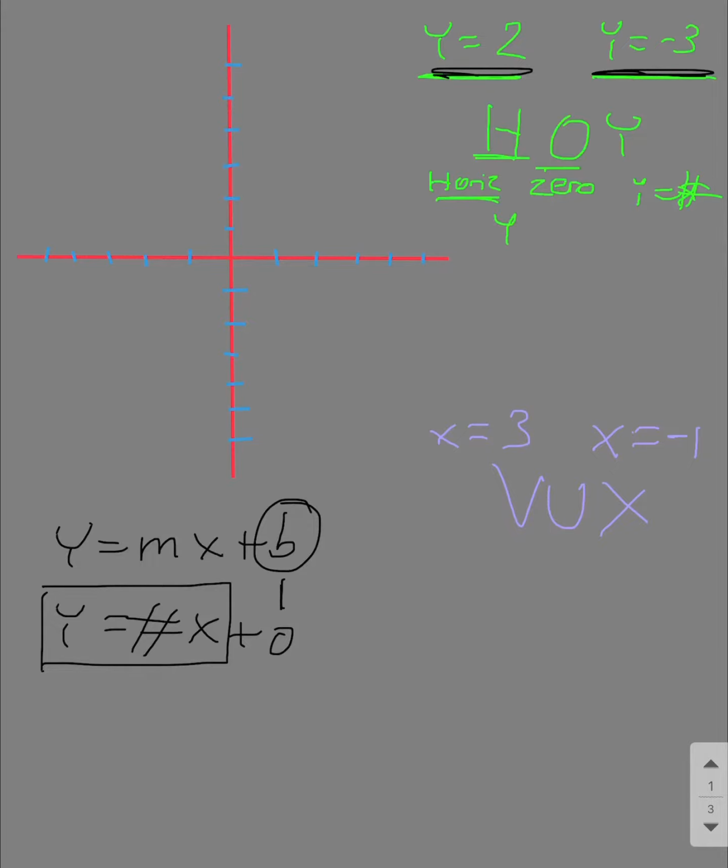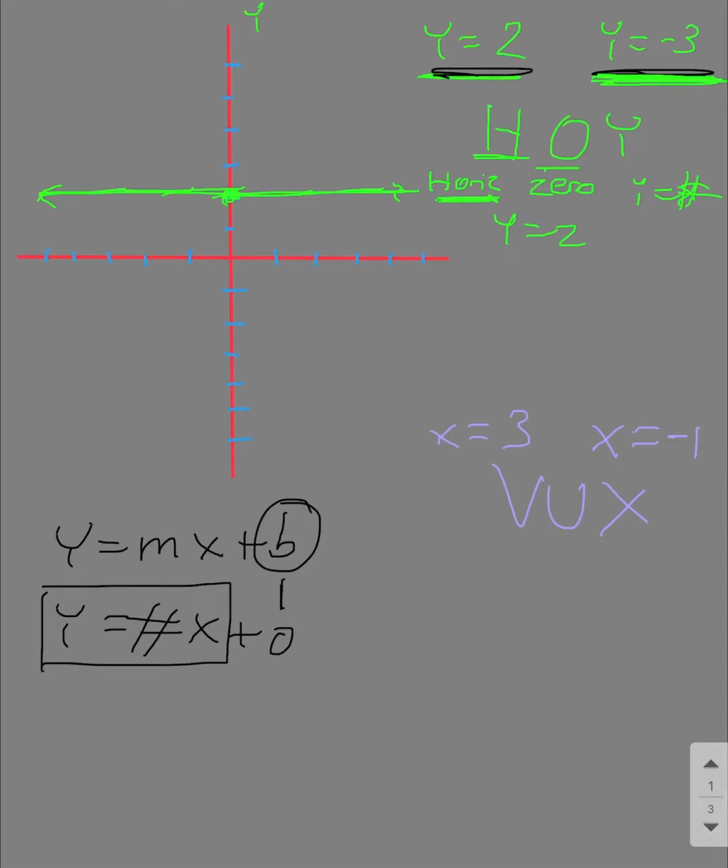If we have y equals 2, we locate where the 2 is on the y-axis, which is here, and we know that it's a horizontal line, so we're just essentially going to be drawing a horizontal line at 2 on the y-axis. The same thing will be done with y equals negative 3.